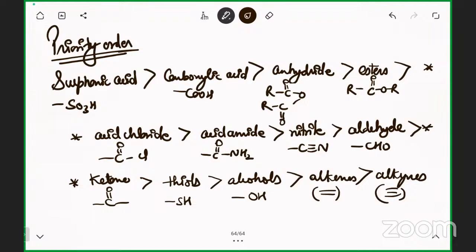Okay, so the remaining substituents are treated as substituents, so they are given equal priority. So carboxylic acid, then anhydride, then ester, then acid chloride, then nitrile, then aldehyde, then ketone, thiol, alcohols, alkene, and alkynes. Clear this much? Yes, sir. Any doubt?